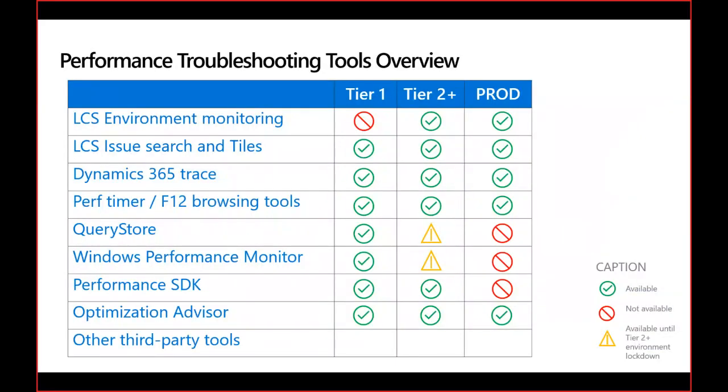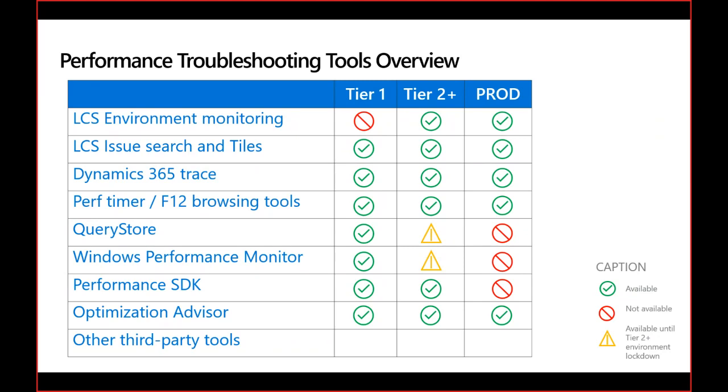Let's look now at the tools. In this slide I try to give an overview of the tools that are available today. I split them up between Tier 1, which are typically your dev boxes or demo environments; Tier 2 plus, so 2, 3, 4, and 5, which are the sandbox environments, Multibox and SQL Azure; and then in the end, you have the production environment. Now, LCS Environment Monitoring is the main tool, I think, which we a lot of times start from, definitely for production, and it can also be used in Tier 2 plus environments.